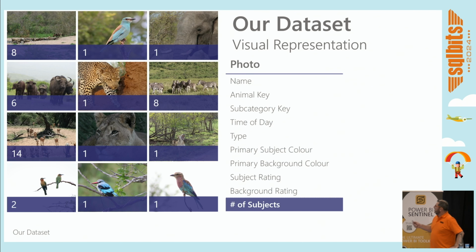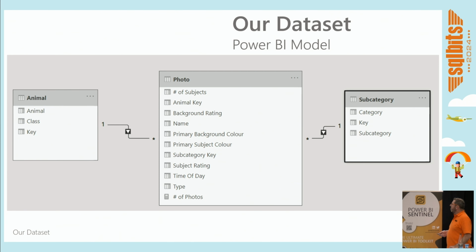Okay, so in terms of a Power BI model, this is exactly what it looks like. It's a very well-defined star schema. We have an animal dimension on one side, we've got a subcategory dimension on the other side, and our fact table in the middle, okay? So one-to-many relationships, all the things that we're supposed to do for modeling.